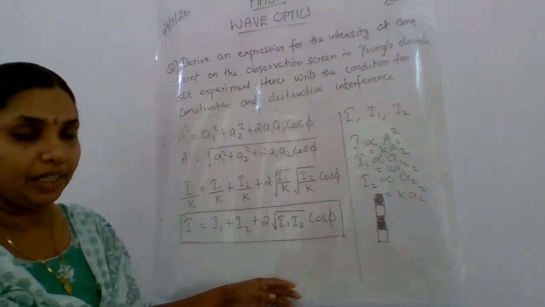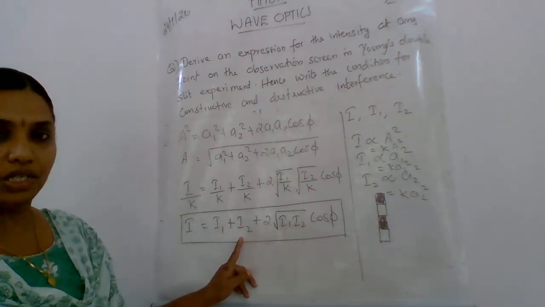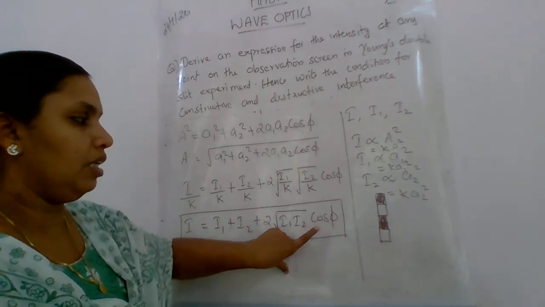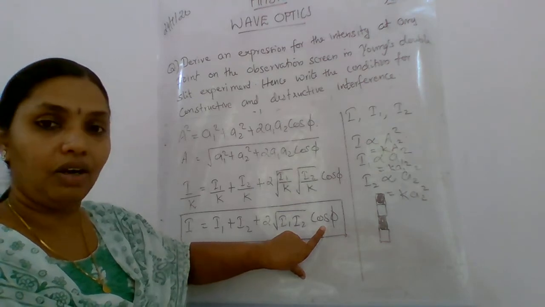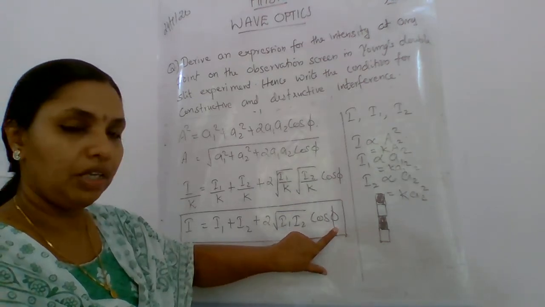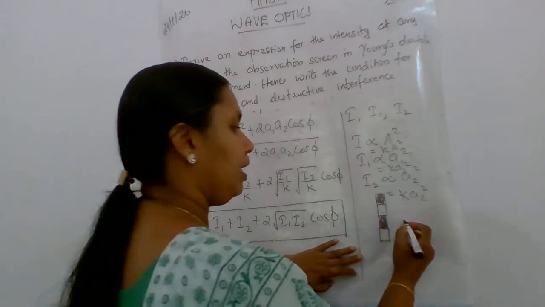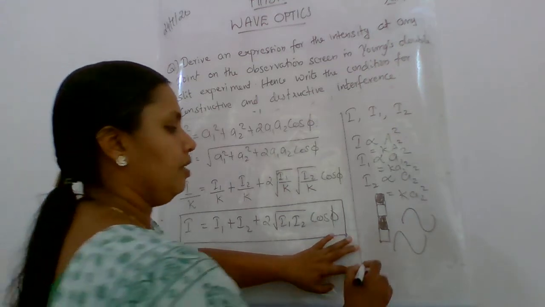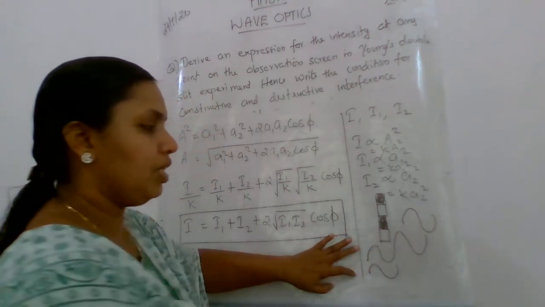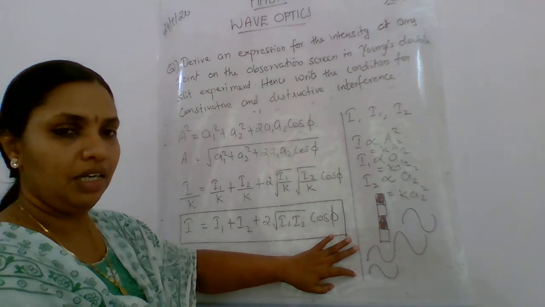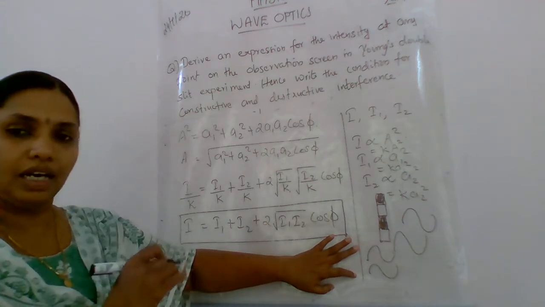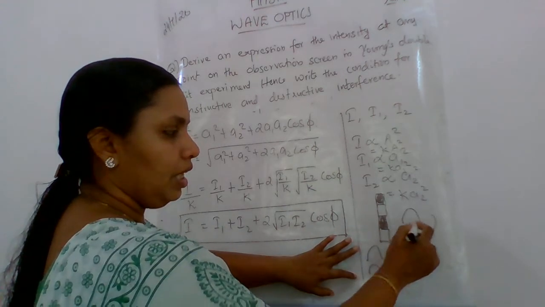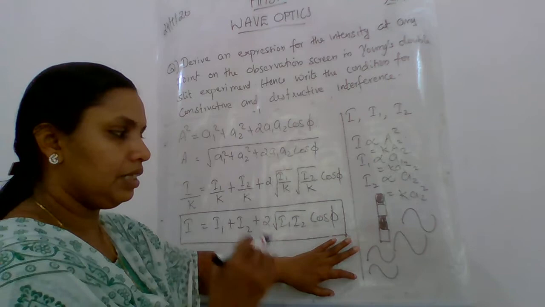So how does the intensity vary? See, I1 plus I2 is not changing. Here 2 root I1 I2 is again not changing. So it is varying according to the value of cos phi. And what is phi? Phi is the phase difference between the waves. Here the waves are out of phase. Here the waves are in phase. Last year you studied in phase and out of phase. What is the phase difference between the waves, we also discussed with alternating current, isn't it? So if both the crests are passing at the same time, it is in phase.